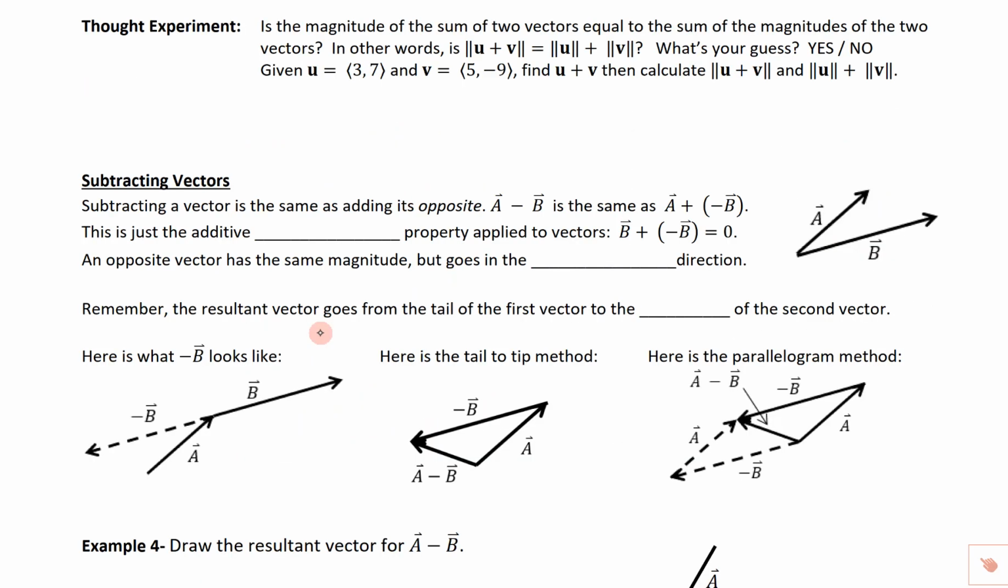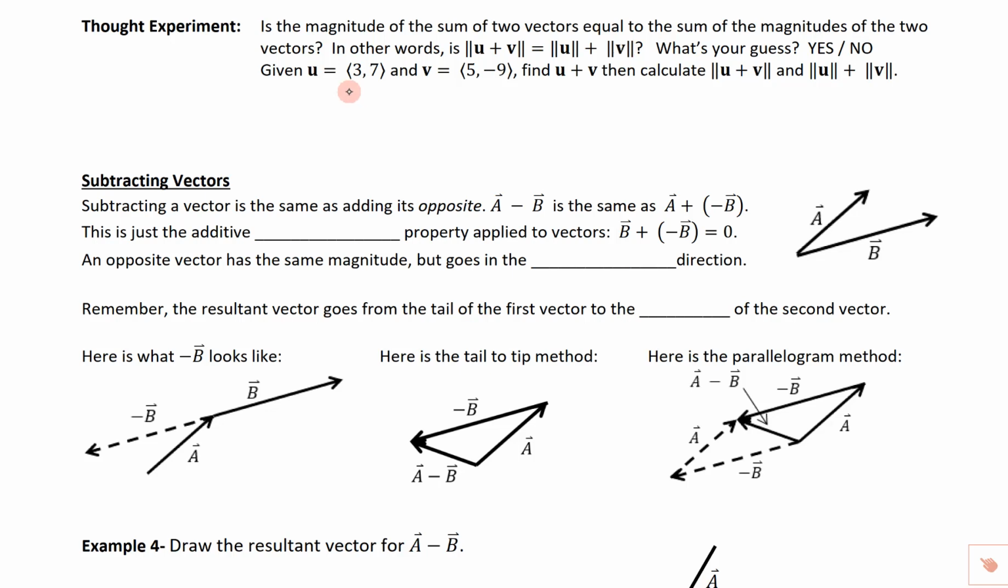So now that we know that, on the other side, we've got a little thought experiment. It says, is the magnitude of the sum of two vectors equal to the sum of the magnitudes of two vectors? In other words, if you add two vectors together and then find the magnitude, would that give you the same answer as if you found the magnitude of one, the magnitude of the other, and then added them together? So maybe take a guess here and let's check and see what happens.